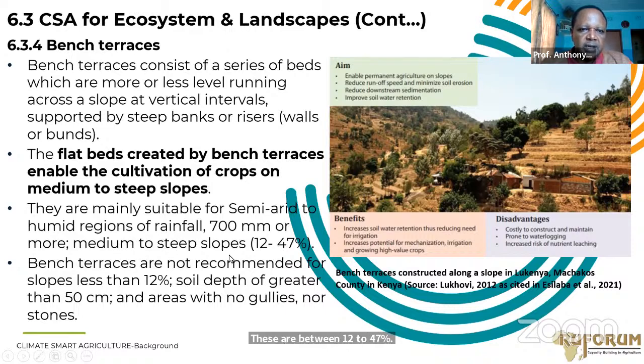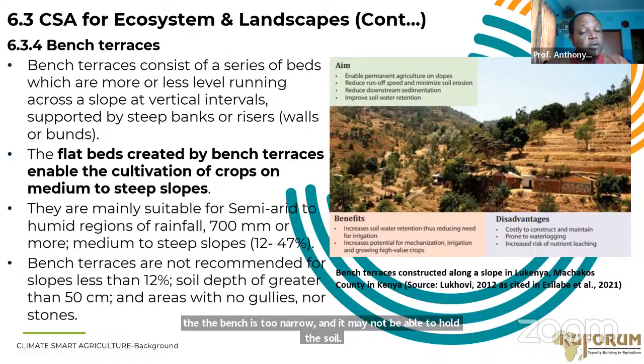So bench terraces are not recommended for slopes less than 12%, soil depth of greater than 57 centimeters, and areas with no gullies, no stones. So there are certain recommendations when you are developing some of these interventions. You find that if some place is too slopey, then the bench is too narrow and it may not be able to hold the soil and the water.